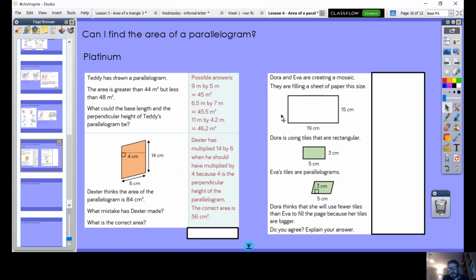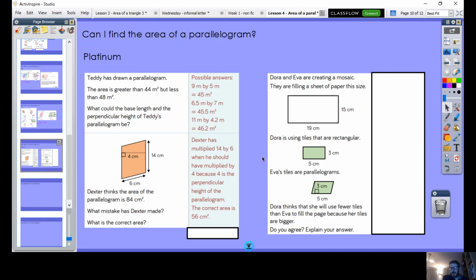Dora and Eva are creating a mosaic. They are filling a sheet of paper this size, so 19 by 15 centimeters. Dora's using tiles that are rectangles. Eva's tiles are parallelograms. Dora thinks that she will use fewer tiles than Eva to fill the page because her tiles are bigger. Do you agree?